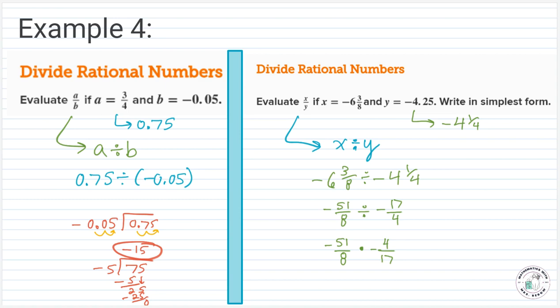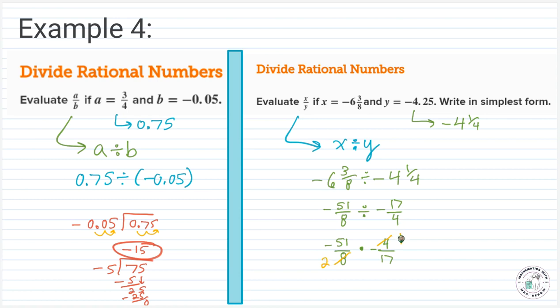But cross-canceling can be really nice because, as I've mentioned many times before, it can help us simplify our answer before we get to the end. So as I said, we can actually cross-cancel between the 8 and the 4. So 8 divided by 4 is going to turn this into a 2. 4 divided by 4 is going to turn this into a 1.